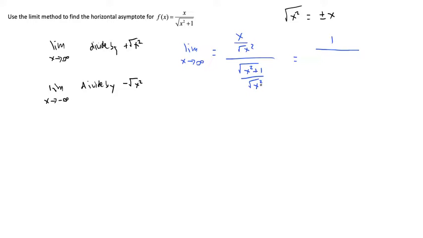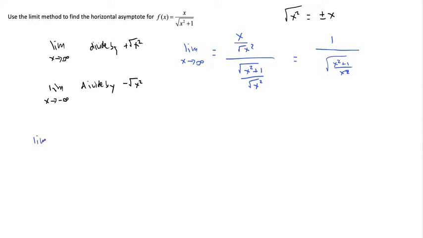Here's where it's a little bit tricky. Here, we can use the property for radicals and combine this into one radical: radical x squared plus 1 divided by x squared. And now we can split this up.